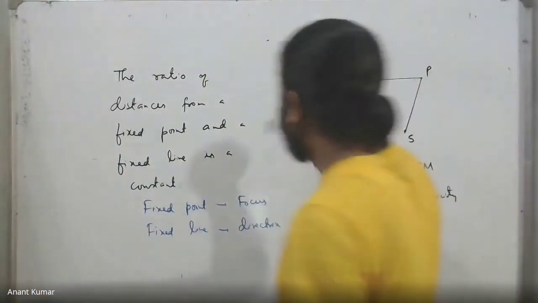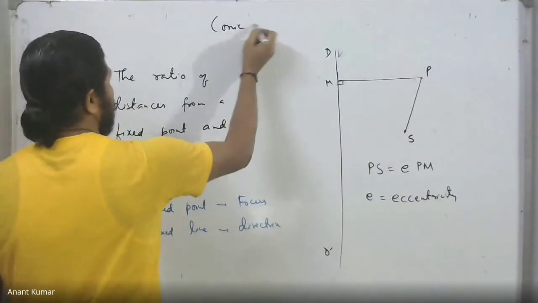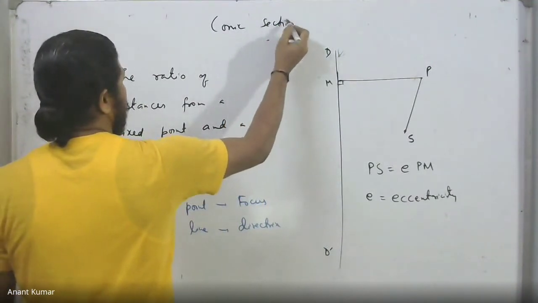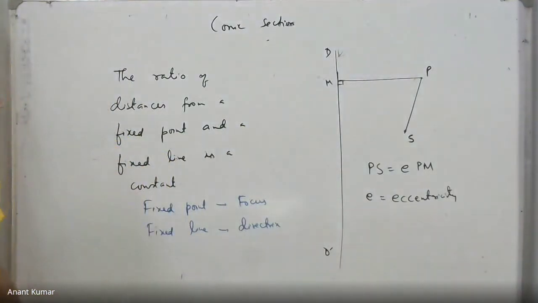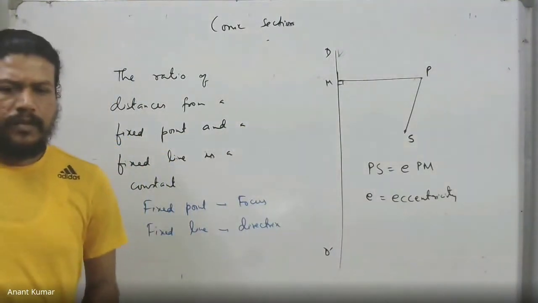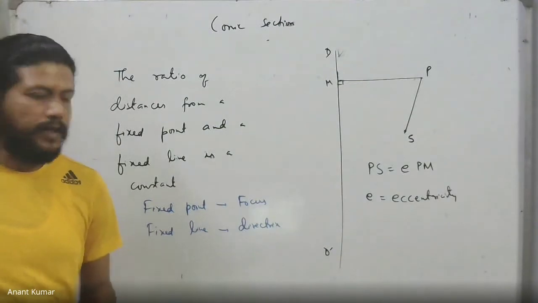So this is a definition of a conic section so far. Locus of a point, okay. People are still joining. Okay.